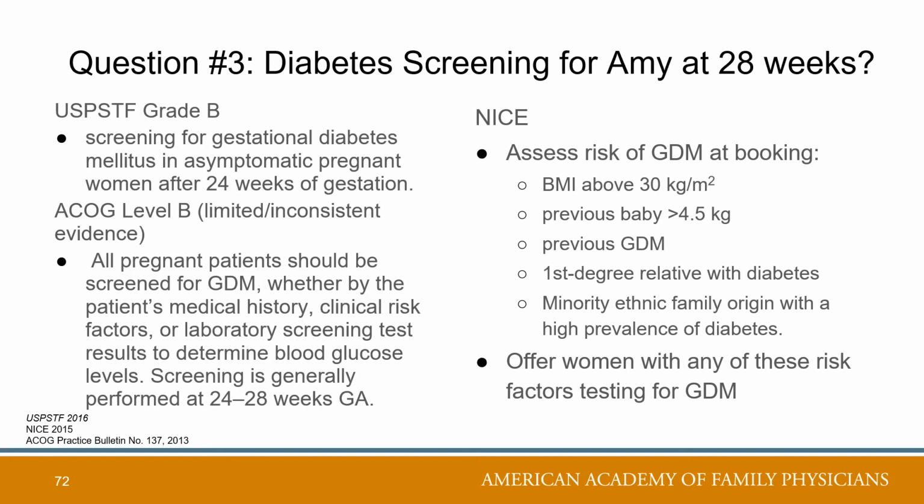The NICE guidelines essentially have people assessing for risk of gestational diabetes by considering BMI above 30, previous baby that was greater than 4.5 kilograms, previous gestational diabetes, first-degree relatives with diabetes, and minority ethnic family origin with a high prevalence of diabetes. Essentially all of those women would get offered testing for gestational diabetes. Our screening is more universal and not risk-based here in the United States.